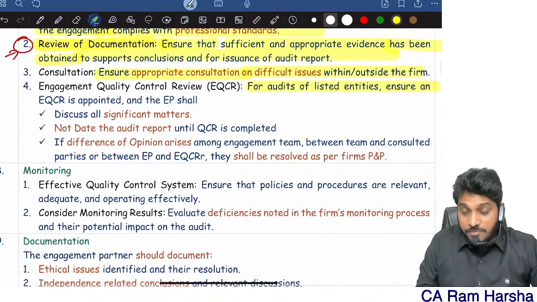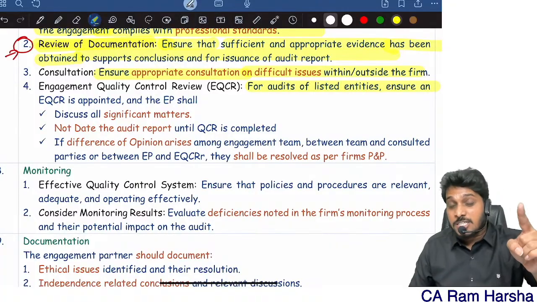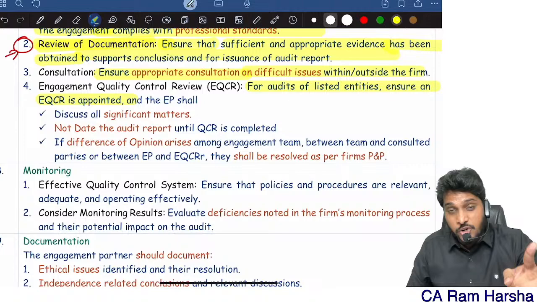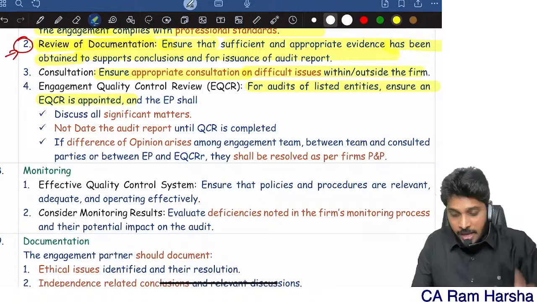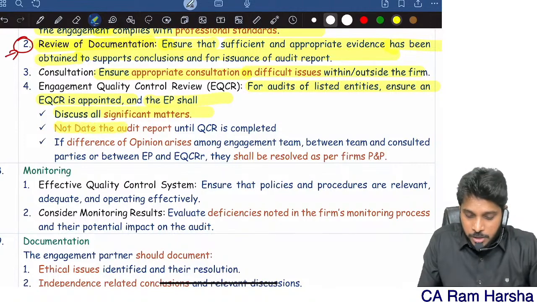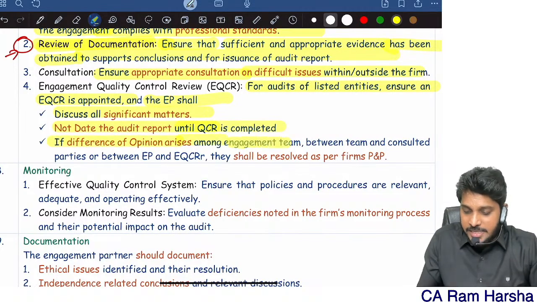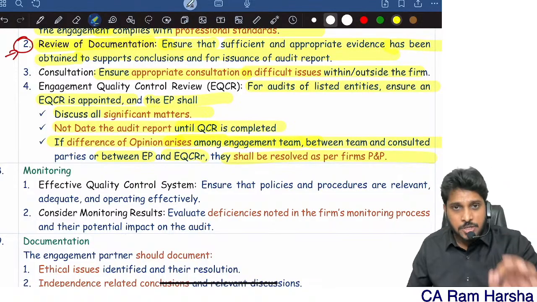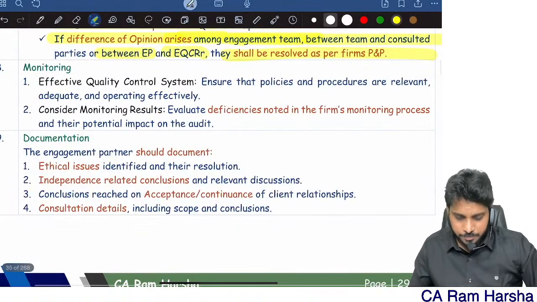For audits of listed entities, the engagement partner shall ensure that an engagement quality control reviewer is appointed, and the partner shall discuss all significant matters with him, and not date the audit report until the review is completed. If a difference of opinion arises among the team members, between the team members and consulted people, or between the partner and the reviewer, it shall be resolved as per policies and procedures.